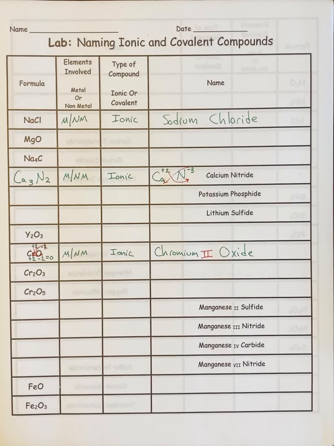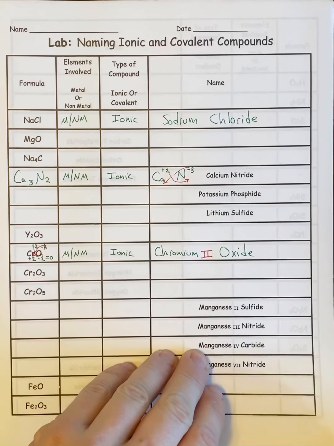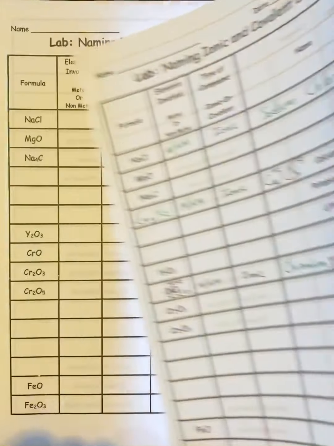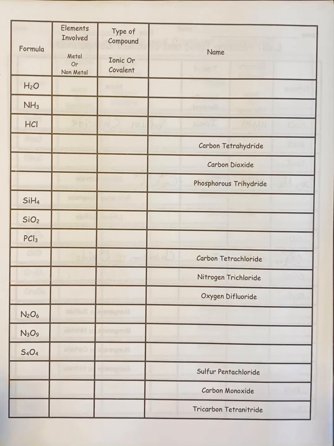So that's pretty much what you're going to be doing for this whole first page. A little hint for the people who are watching the video, the entire first page is ionic. So they're all going to be metal, non-metal. They're all going to be ionic. Now, when we get to the back page, these guys are going to be even easier. They are, of the first page at least, they are all covalent.